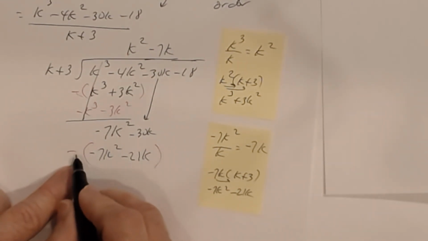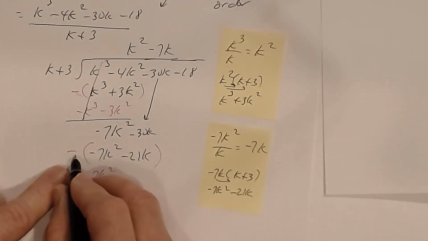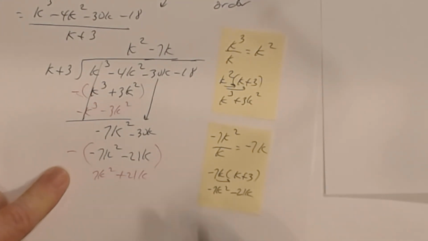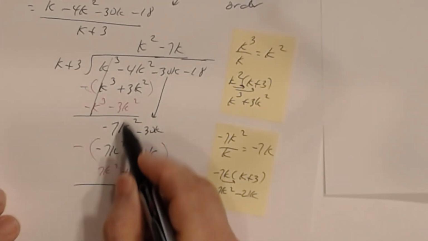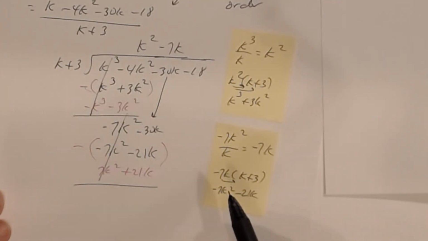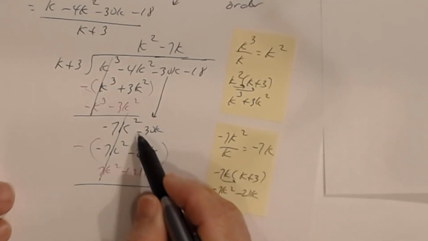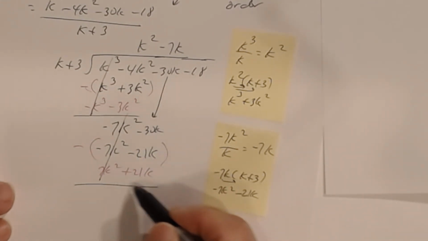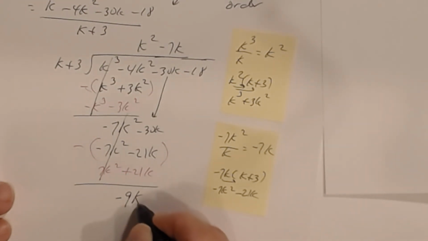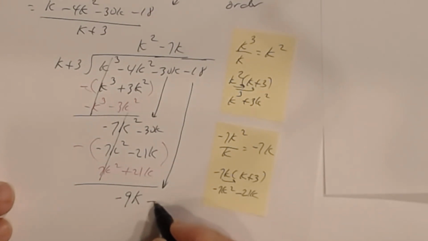what's going to happen is the opposite of negative 7k squared is a positive 7k squared. The opposite of a negative 21k is a positive 21k. So that way now, what you notice is that these cancel out. Negative 7k squared and a positive 7k squared, those are opposites. You get 0. All right, let's look at this one. Negative 30k and a positive 21k is a negative 9k. Bring down the next term, which is minus 18.